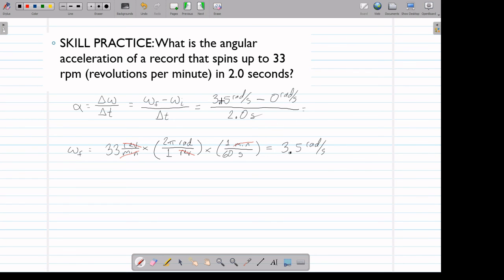So this is going to boil down to 3.5 minus 0, which is just 3.5 radians per second, divided by 2.0 seconds. And when we punch that into the calculator and round it down to 2 significant figures, the answer is 1.7 radians per second squared. That's going to be our final answer. So the angular acceleration of the record is 1.7 radians per second squared.